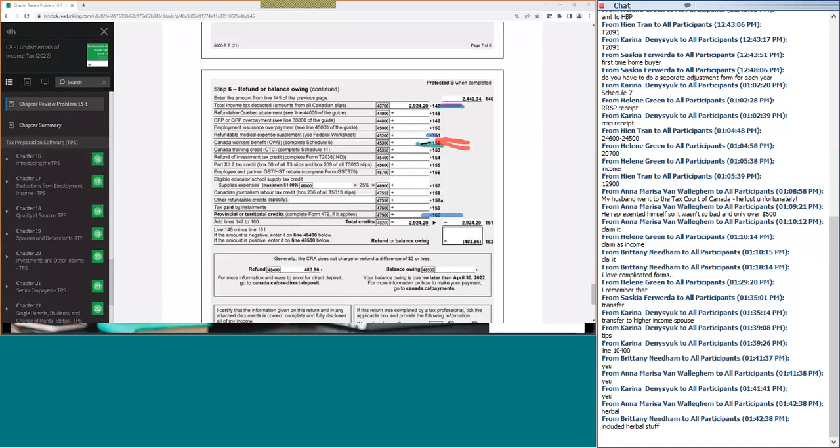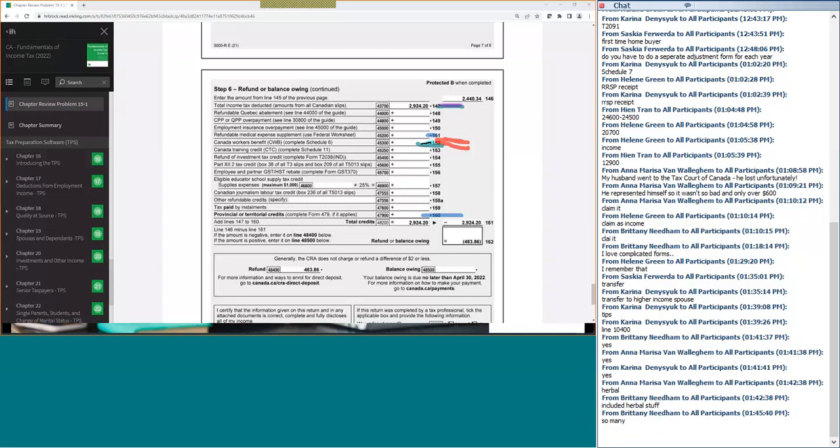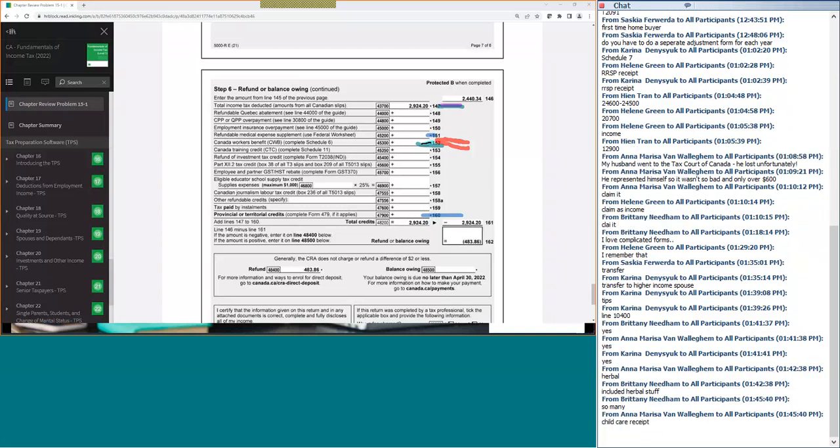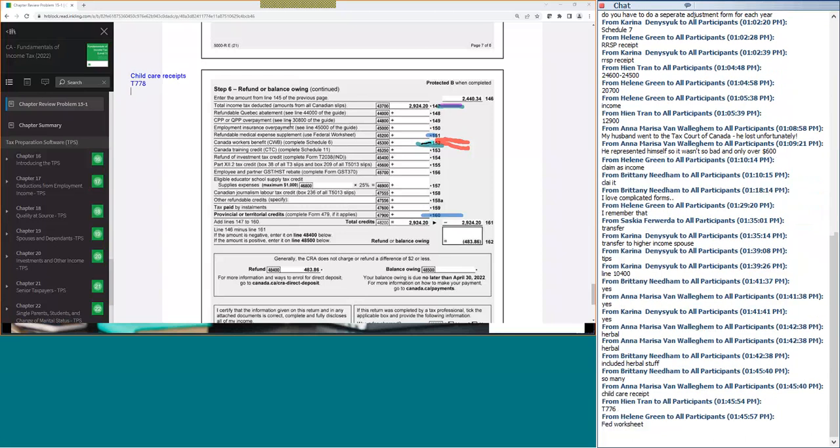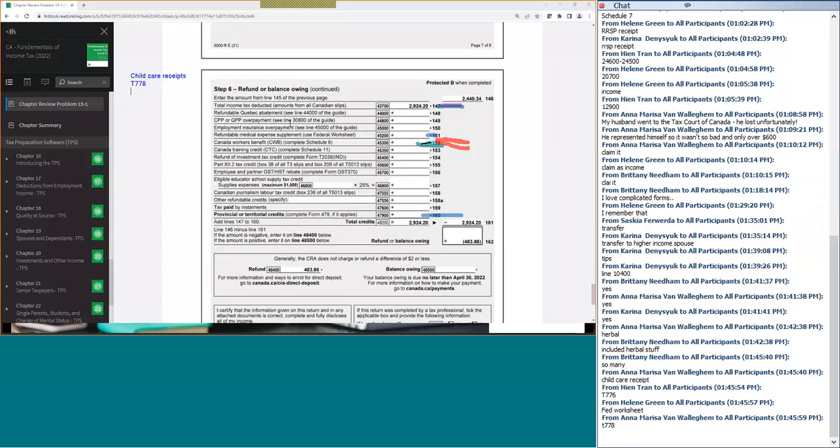If you're going to file this adjustment for her, what are all of the forms and documents that you're going to need to make this adjustment go through? We need childcare receipts, and to go with the childcare receipts, what form is going to go with those? A T778, very good. I knew which one you meant. What else?